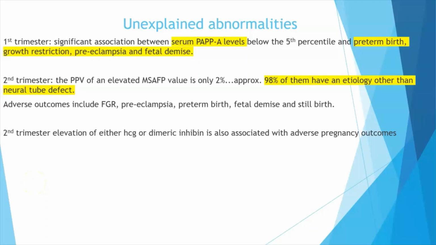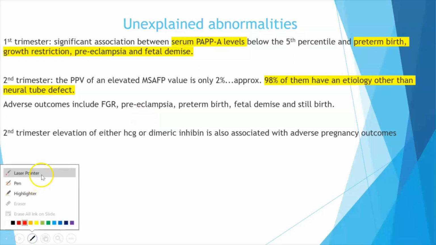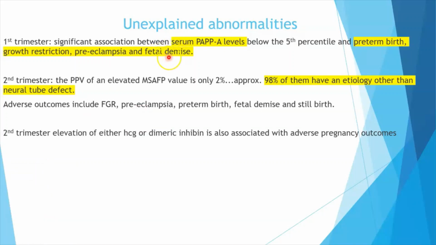Now there are unexplained abnormalities of first and second trimester analyte-based screening. In the first trimester, there is a significant association between serum PAPP-A levels below the 5th percentile and preterm birth, growth restriction, preeclampsia, and fetal demise. In the second trimester, the positive predictive value of an elevated MSAFP value is only 2%.